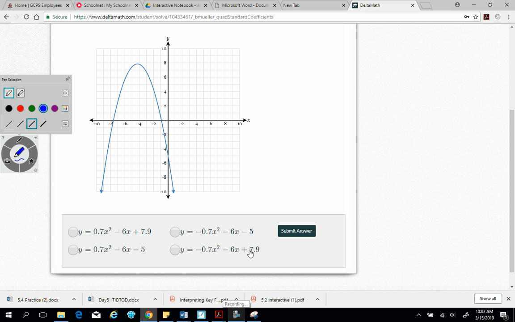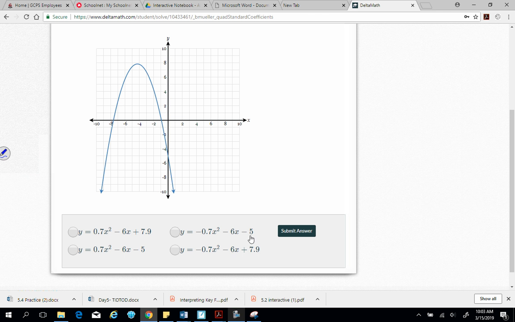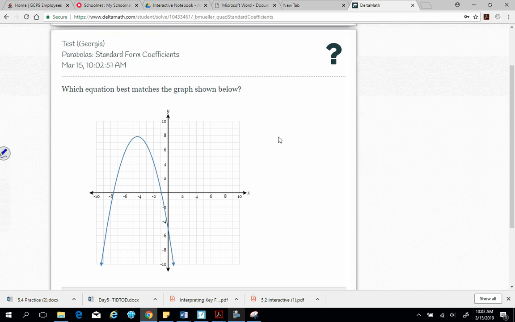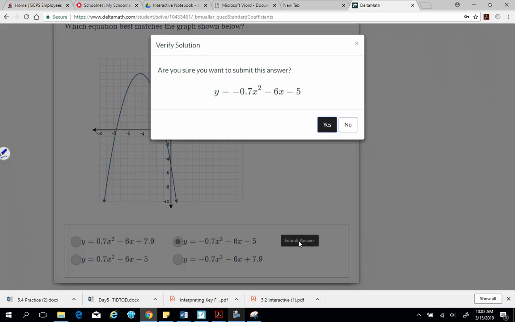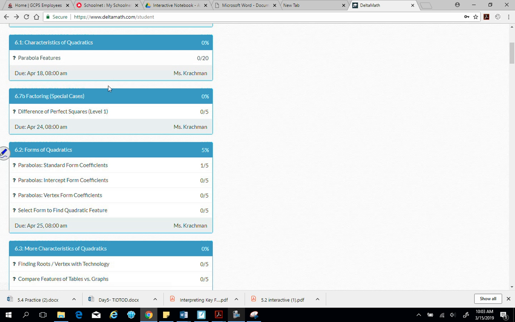What does this last number tell me? Not the vertex. What do these two numbers tell me? Not the axis of symmetry. Look at your notes, because this is standard form. What does standard form give me? It gives me the direction of facing. What's the other thing? Y-intercept. What is your y-intercept right here? -5, right? Which one's -5? That one. So that's my answer. So that's how you do the first one.